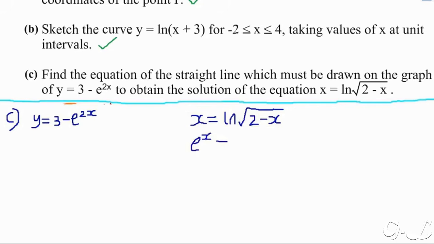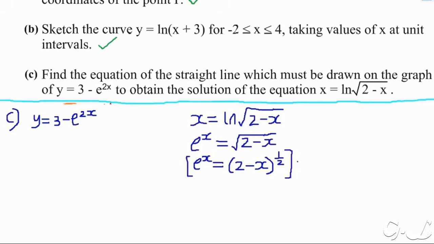When you introduce e, it will be e to the x is equal to square root 2 minus x. You have to mind that square root is the same as to the power 1 over 2. So it will be e to the x is equal to open brackets 2 minus x close brackets to the power 1 over 2.